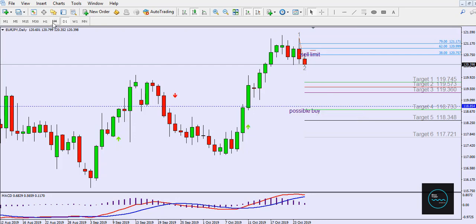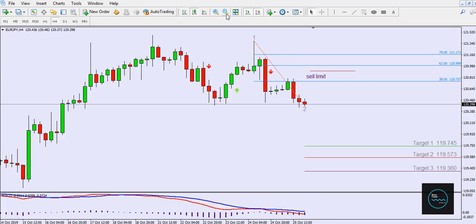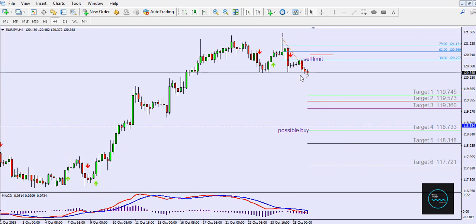Okay, so going to the 4-hour chart, what we see here is a wave top situation. Okay, but I don't think that this is going to consummate to 5 bearish Elliott waves.